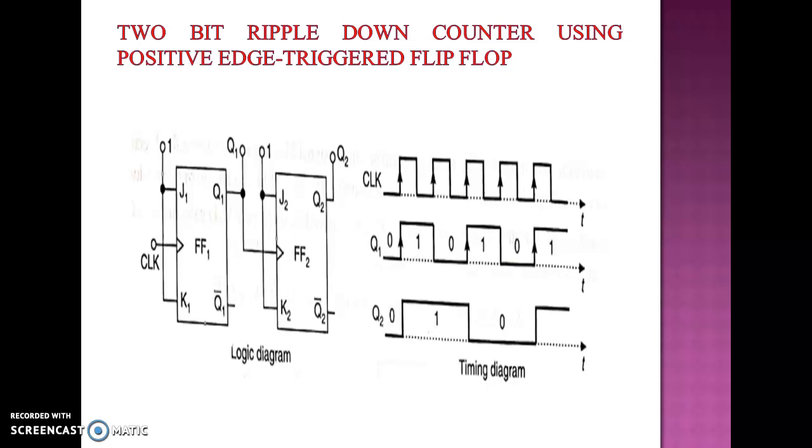The Q1 output of the first flip-flop is connected to the clock of flip-flop 2. The external clock signal is applied to flip-flop 1. Flip-flop 1 toggles at the positive going edge of each clock pulse. Flip-flop 2 toggles whenever Q1 changes from 0 to 1. The counting sequence is 00, 11, 10, 01 and again returns to 00.